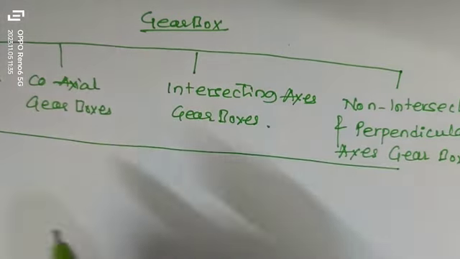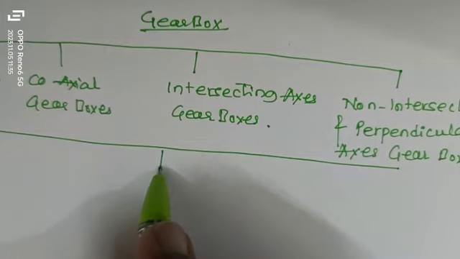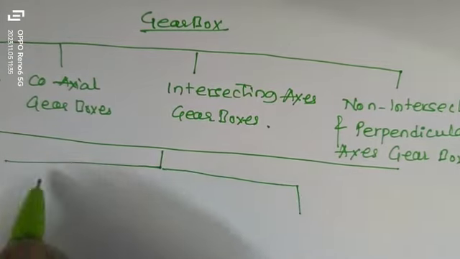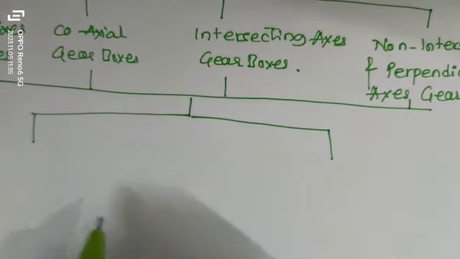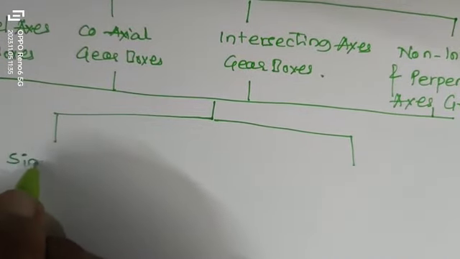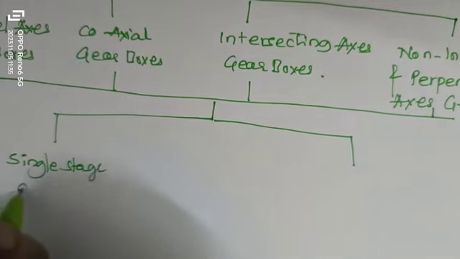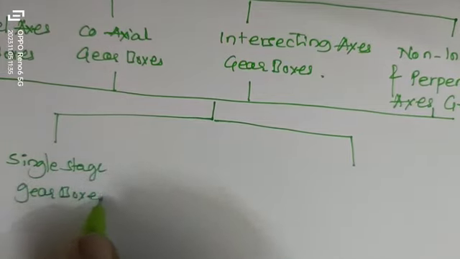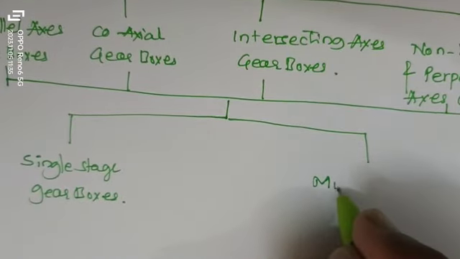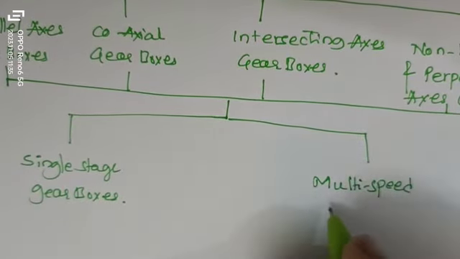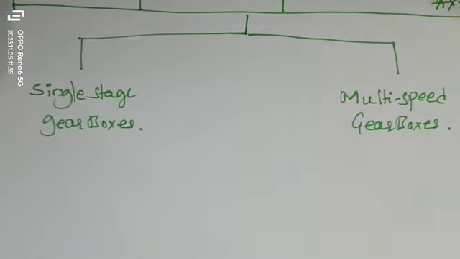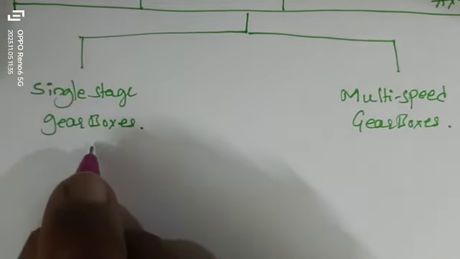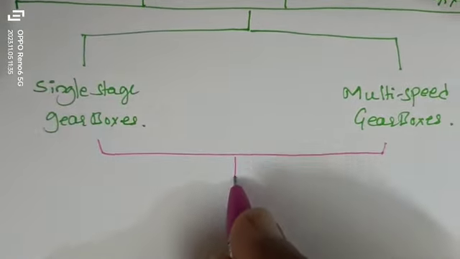These all four types are again categorized into two: one you could say is single stage gearbox, and another is multi-speed gearbox. Single stage gearbox and multi-speed gearbox, again in that two categories.